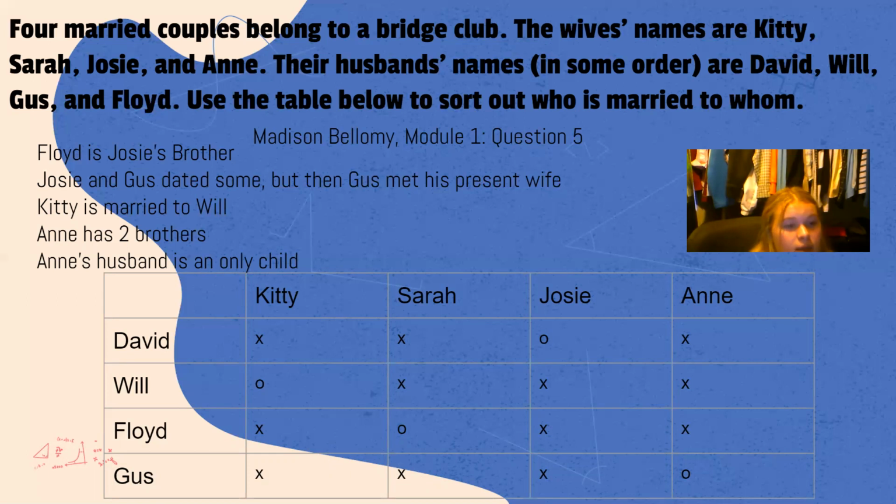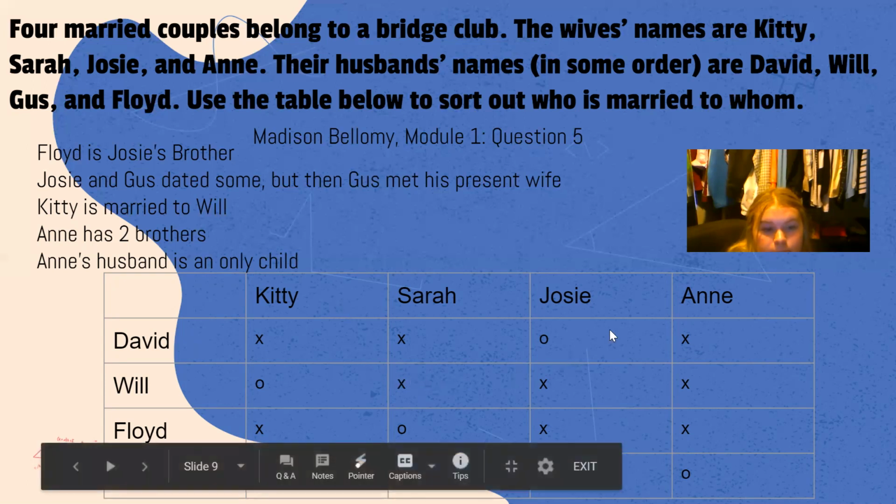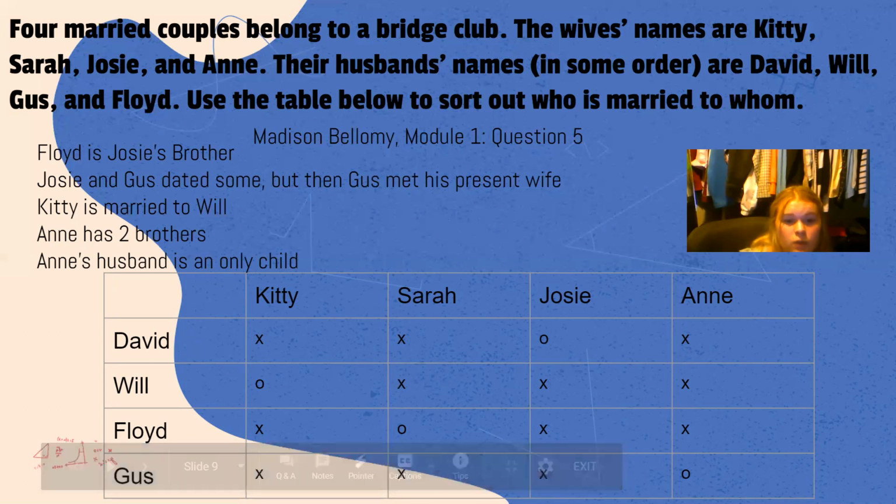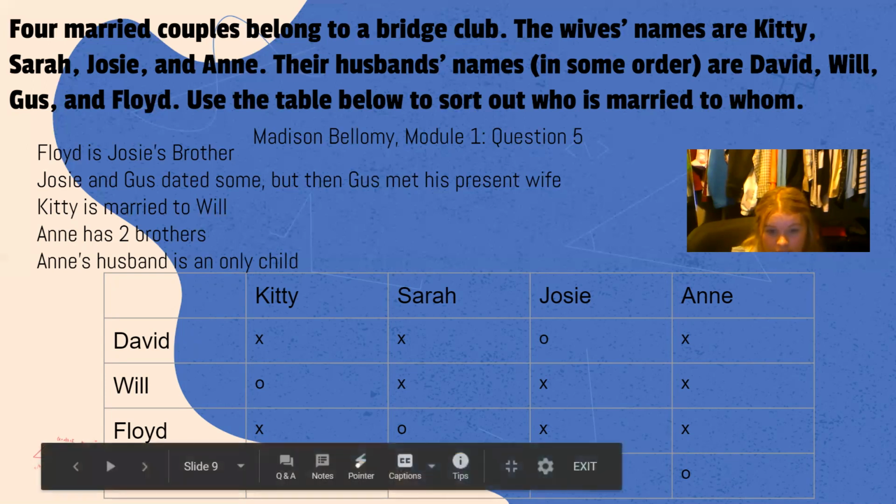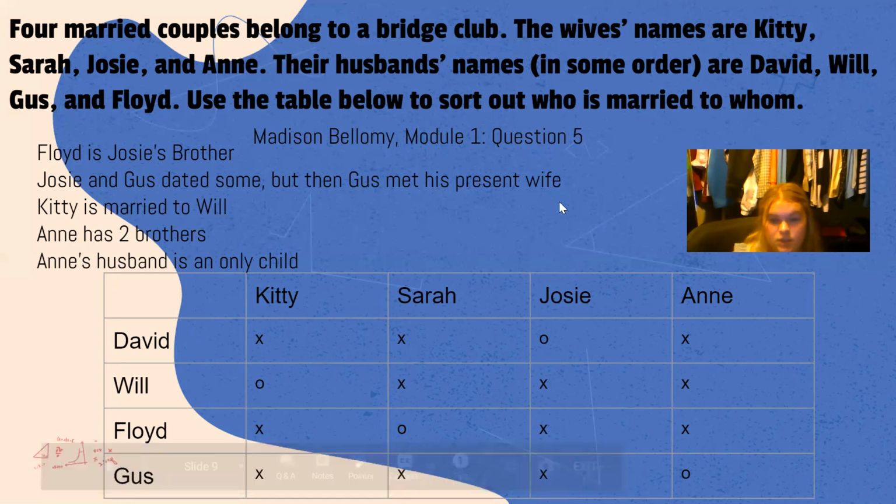So for Sarah and Ann, it says that Ann has 2 brothers. Well, that doesn't really tell us anything right off the bat, but Ann's husband is an only child. So that would mean that Ann's only 2 options at this point are Floyd and Gus. Well, if Floyd is Josie's brother and Ann's husband is an only child, that would mean that Floyd is not an only child, and she would be married to Gus, and that would leave Sarah with Floyd. So that is how we would do that, and that is using inductive language.